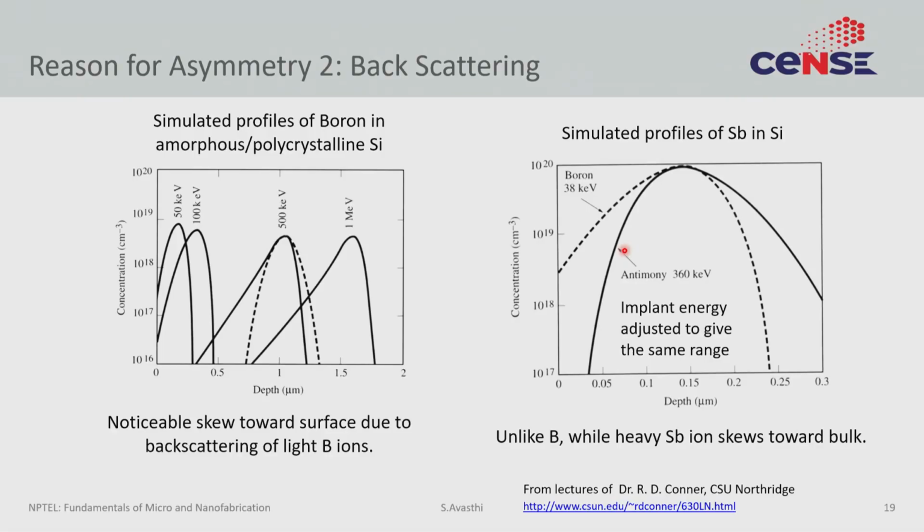Channeling is not the only thing that leads to asymmetry. Another one is backscattering. So, what is backscattering? Suppose the ion that is coming in has a much lower mass than the silicon atom. Imagine a ping pong ball hitting a billiard ball. The billiard ball is silicon, the ping pong ball is say boron, so lighter and smaller. If you do a mental experiment, you can easily see that if you hit the ping pong ball onto the billiard ball, the ping pong ball will come back and the billiard ball may not move much.